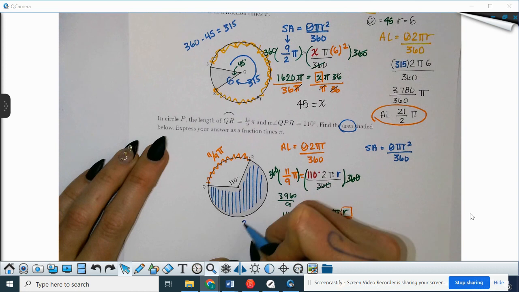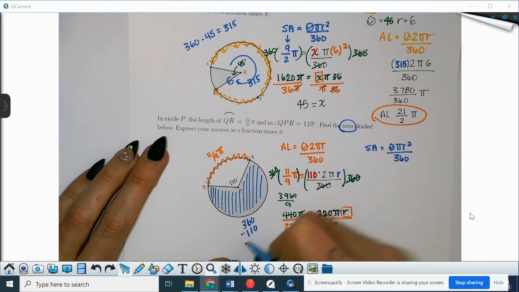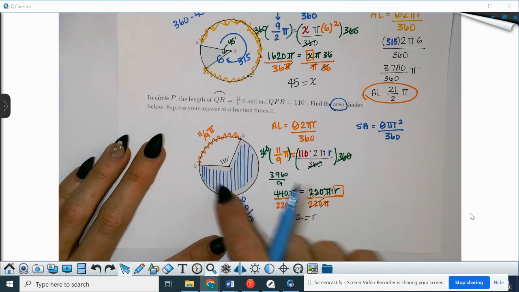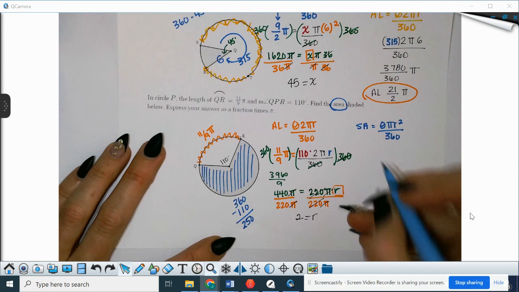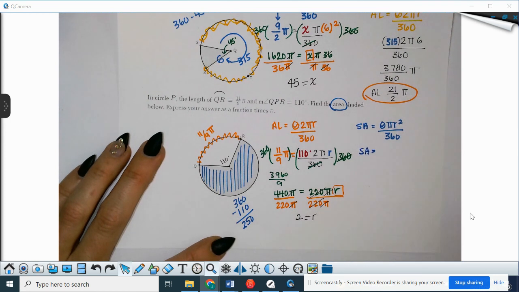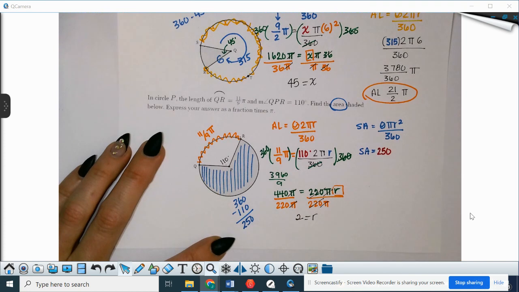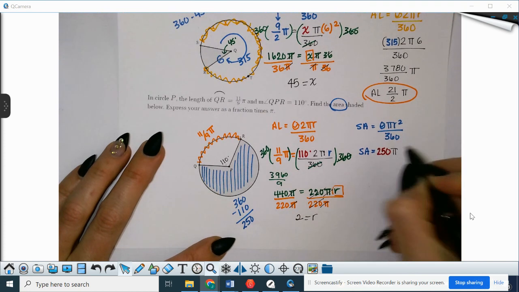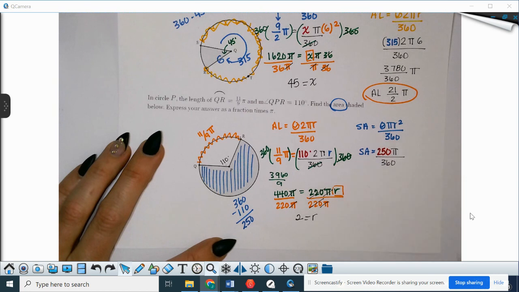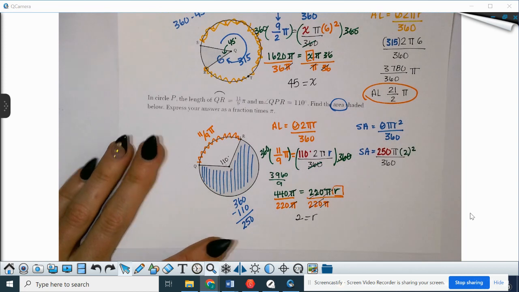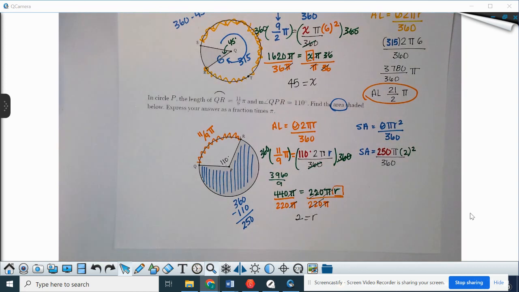So we're going to take 360 and subtract 110, and we end up with 250. So the theta of the section we are finding the area of is going to be 250. So the sector area, and our theta is 250 in this case because we're doing the other side. We have our pi, and again, we have our 360, and our radius is going to be 2 because we just solved for that. And remember, it's 2 squared because this is sector area, and we're looking for a portion of the area.